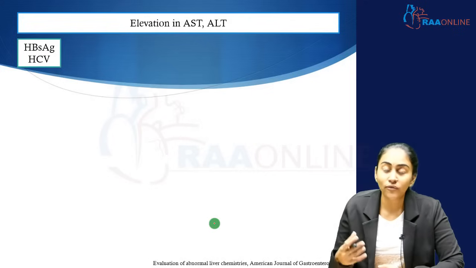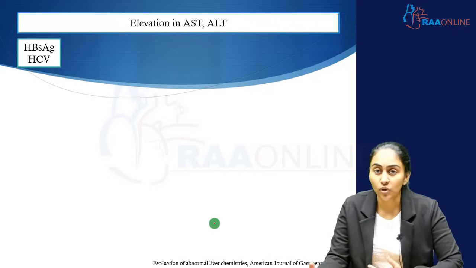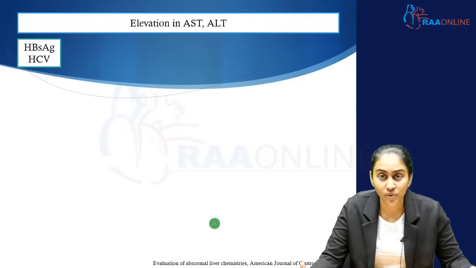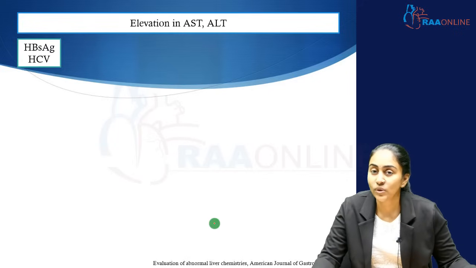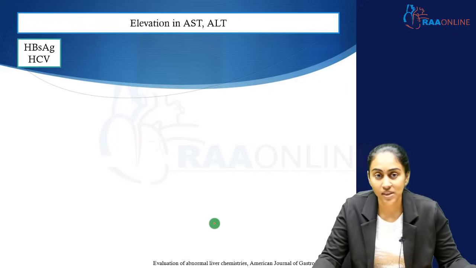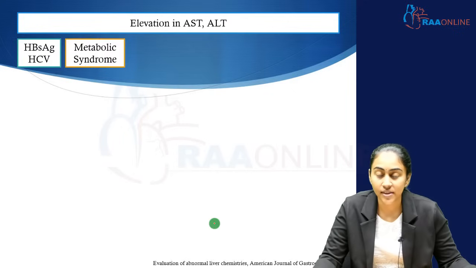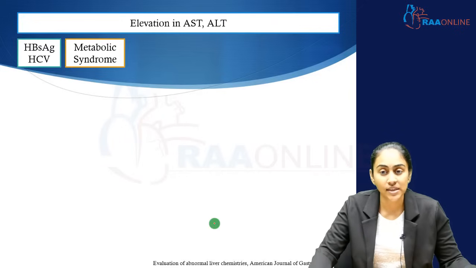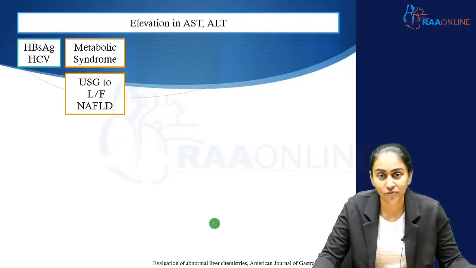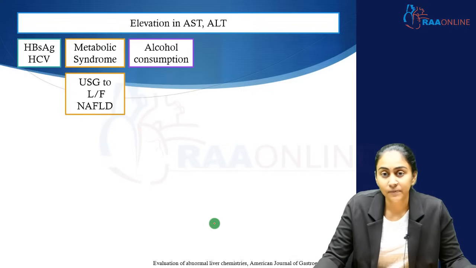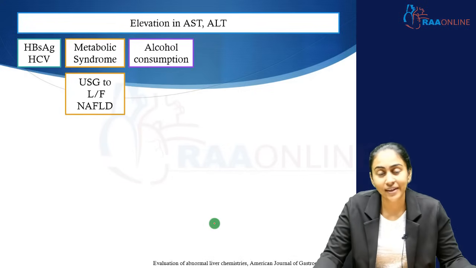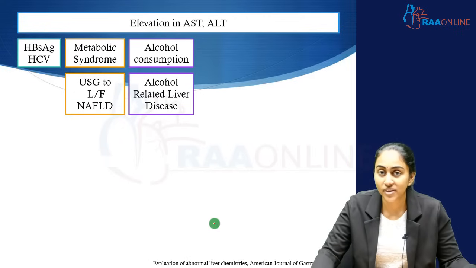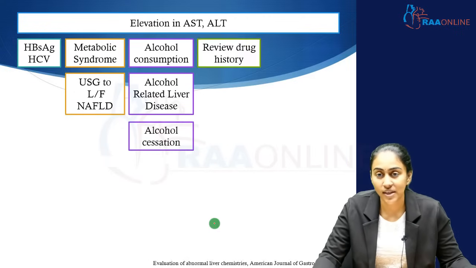The other way of looking at transaminitis is by looking at the comorbidities, or by looking at the host and the kind of host that we are treating. If there is an elevation in AST and ALT, the first thing that we do is to look at their pre-existing HBsAg and HCV status, because it could be chronic viral hepatitis. Now, if a patient with a metabolic syndrome has a mild elevation in AST and ALT, then probably we are looking at a NAFLD, or a fatty liver. If a patient has a history of alcohol consumption and comes in with elevation in AST and ALT, then you're looking at an alcohol-related liver disease, and the first thing that you need to do is to advise alcohol cessation.